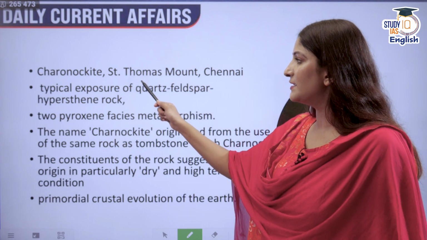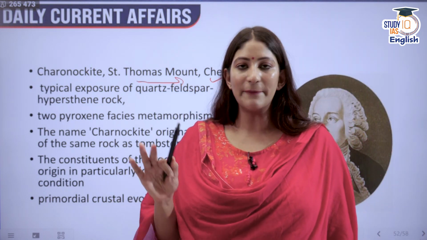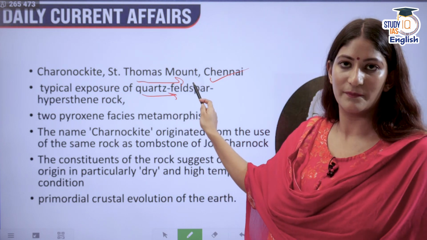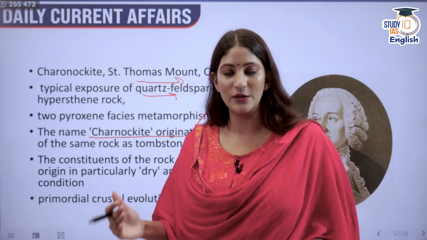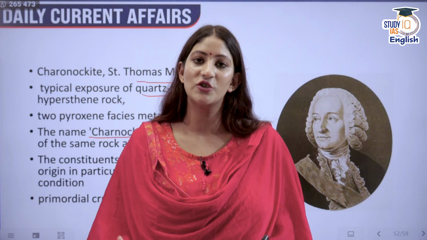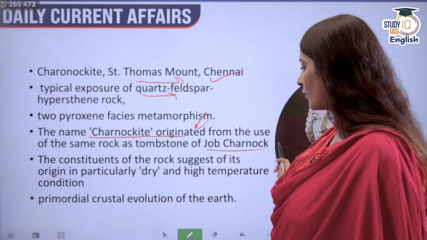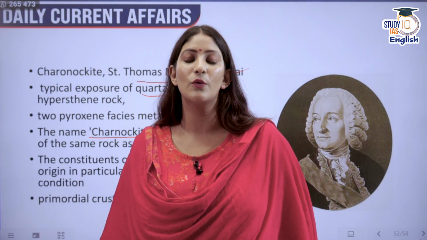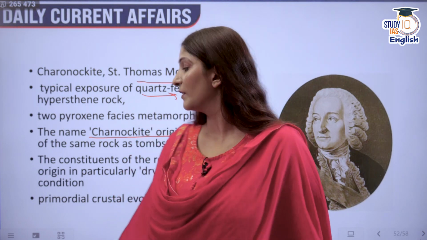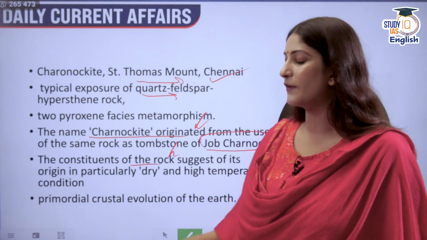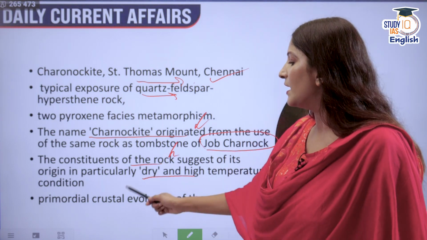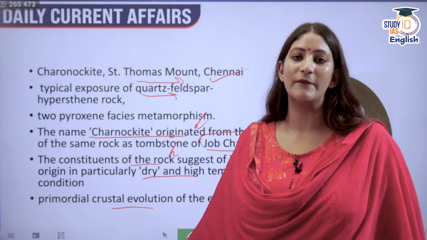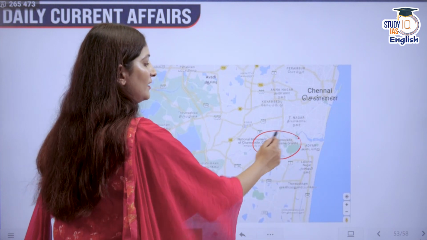Moving on. Charnockite, St. Thomas Mount, Chennai, is a typical exposure of quartz feldspar rock. The name Charnockite originated from the use of the same rock in the tomb of Job Charnock, who is known to be the one who developed Kolkata. The constituents of the rock suggest its origin in particularly dry and high temperature conditions in the area I am talking about. This shows the primordial crustal evolution of the earth. As you can see in this map, here is the Charnockite rock, feldspar.